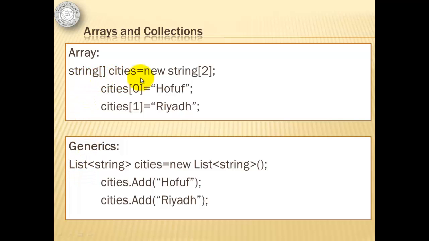Notice how we declare an array of string with two elements and how we reference each element using an index that starts with 0. Look at how we add values in the list using the method Add.